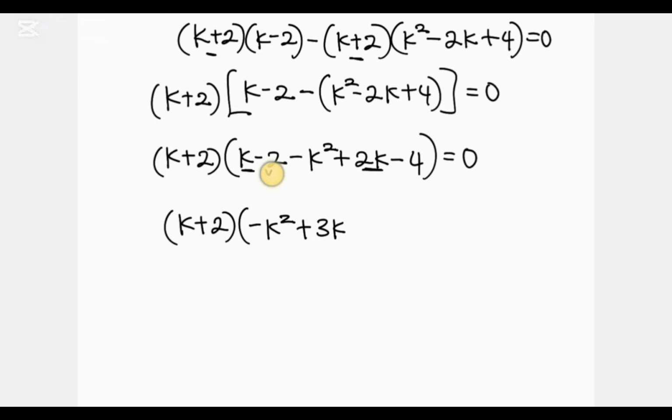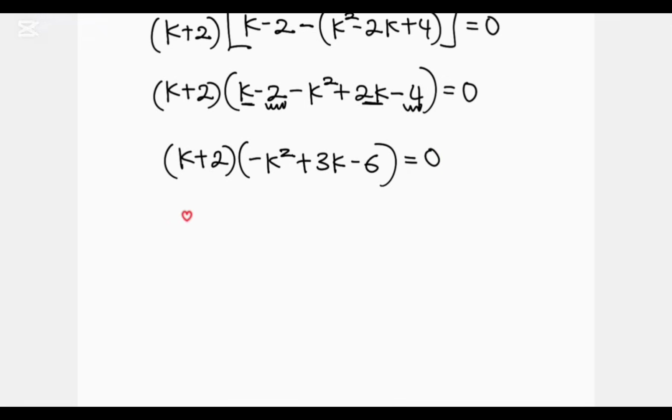Then the constant term, I have negative 2, negative 4. So negative 2, negative 4 is negative 6, and this is equal to 0. Very good. Now, this is k plus 2 times, I don't like this negative here, so I have to get rid of it.